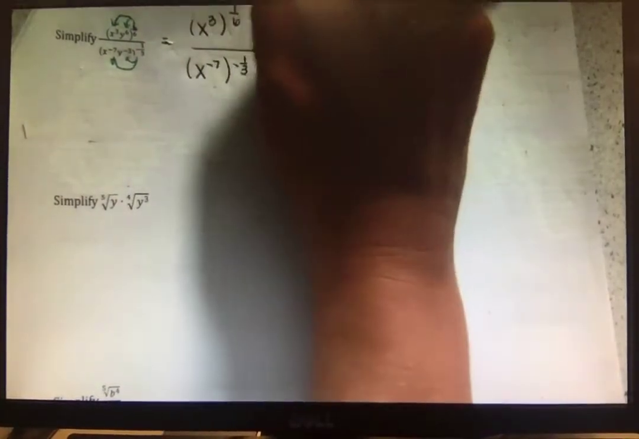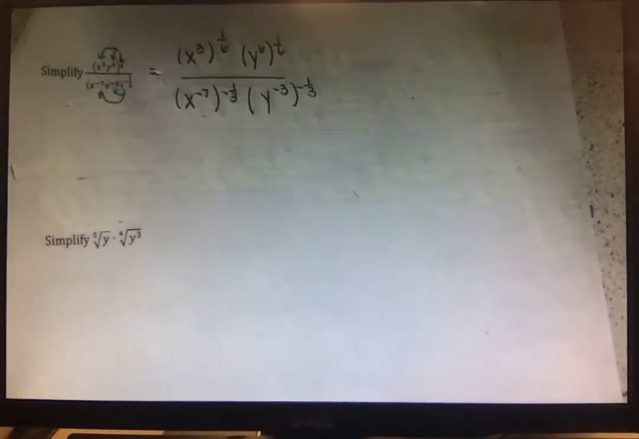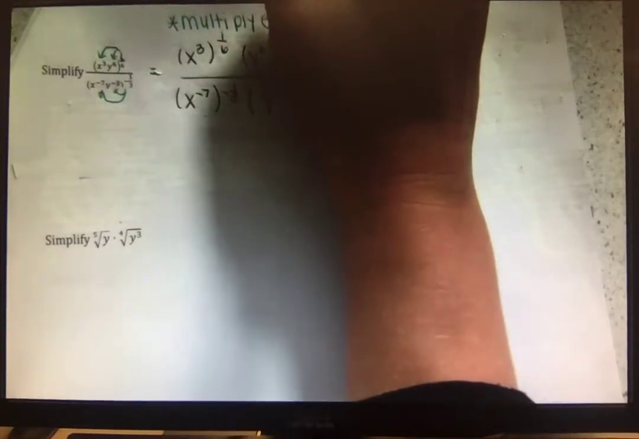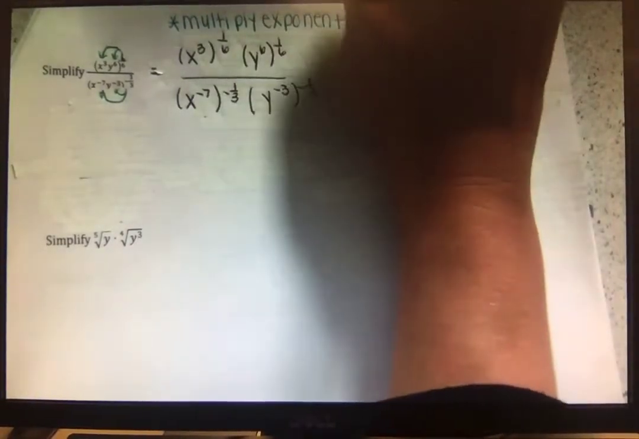So just like last Module 2, Homework 5, that last page where we did all the exponent properties, we're going to distribute the exponent and say x cubed to the 1/6, y to the 6th to the 1/6, all over x to the -7 to the -1/3, y to the -3 to the -1/3. So we have power to a power. So we are going to multiply the exponents. And in this case, we're multiplying fractions.